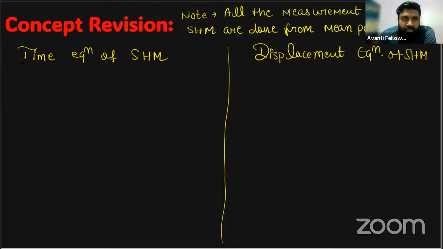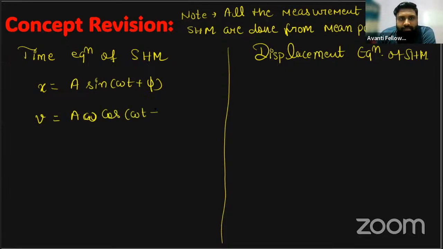Now the time equation: x equals, as I discussed recently, a sine omega t plus phi. If you differentiate this one, you get the velocity, which is a omega cos omega t plus phi. If you differentiate again, you get acceleration, which is minus a omega square sine omega t plus phi.